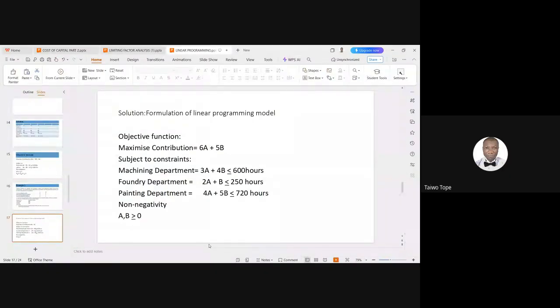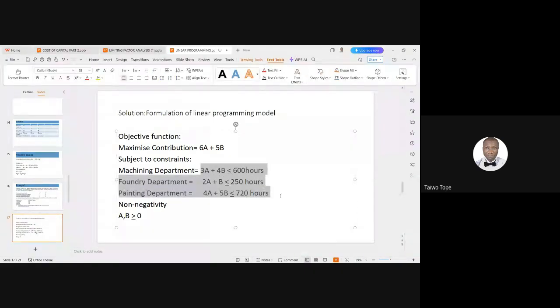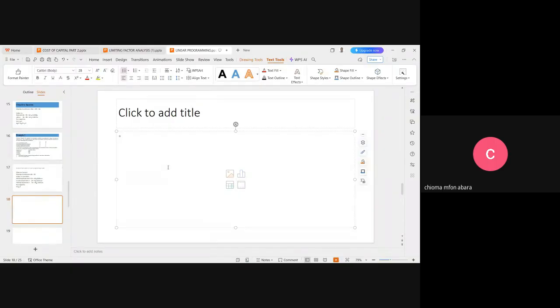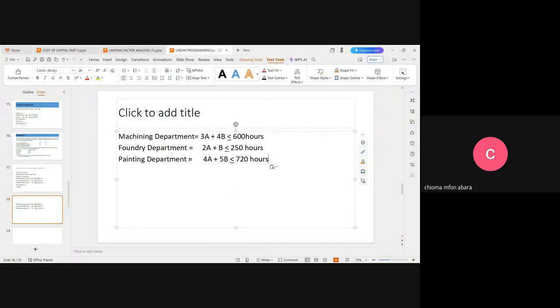So when you come back here, these inequalities, you convert them into what? Equations. How do you convert them into equations? It's just by changing the inequality signs into what? Equal signs. So change this to an equal sign. Change this to an equal sign.